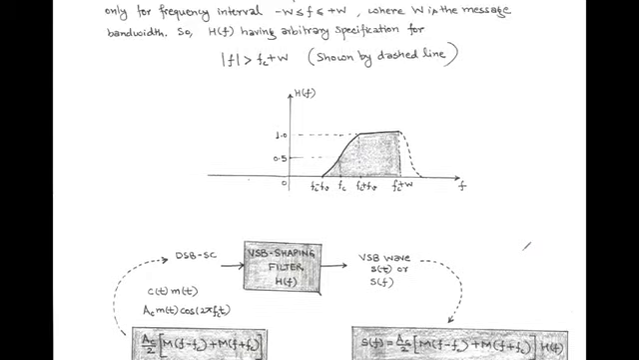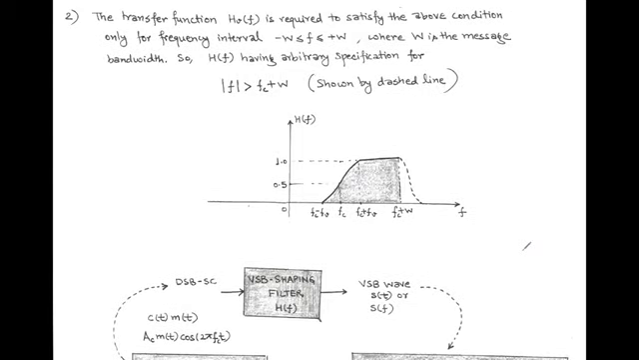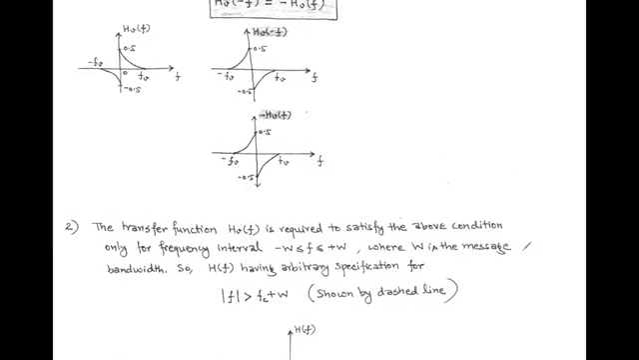And by using the odd symmetry property of the sideband shaping filter, we obtain the vestigial sideband.